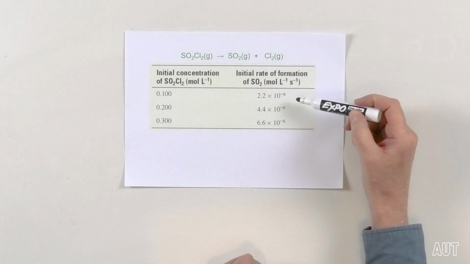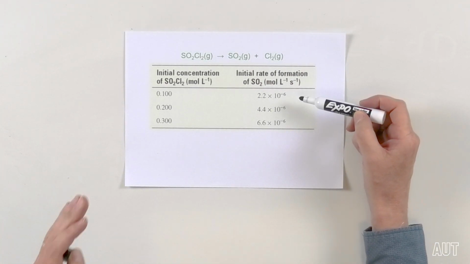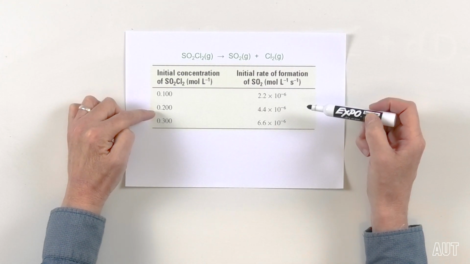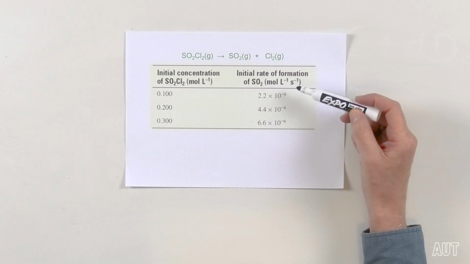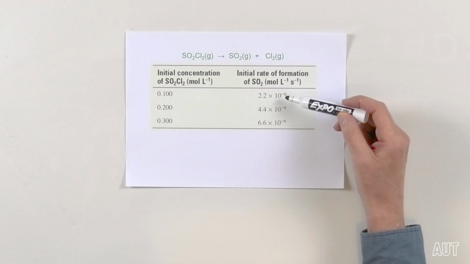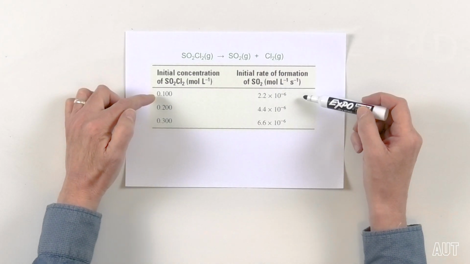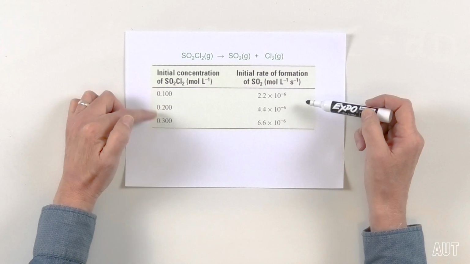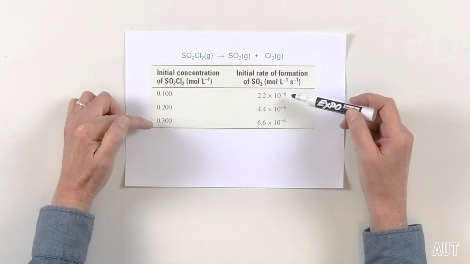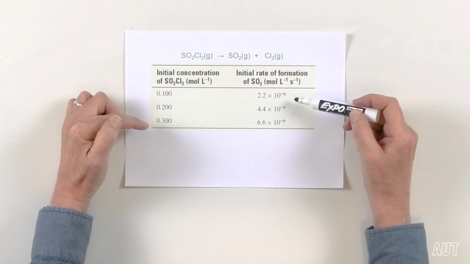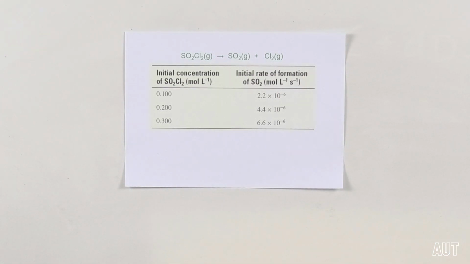Our first piece of data is there for comparison to the other pieces of data. Let's look at the second one here. What have we done? We've doubled the initial concentration of SO2Cl2, and the initial rate of formation of SO2 has also doubled. If you compare 1 and 3, we've tripled the initial concentration of SO2Cl2. What's happened to the initial rate? It's gone from 2.2 by 10 to the minus 6 to 6.6 by 10 to the minus 6. It's tripled as well. So there looks to be some sort of linear relationship here.